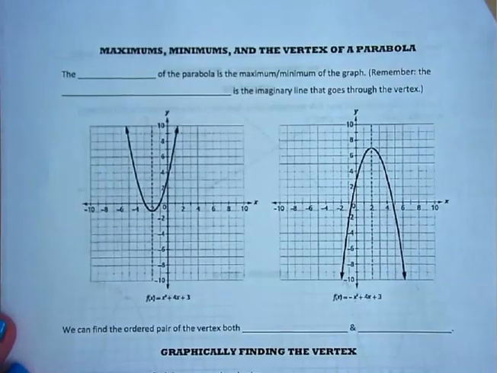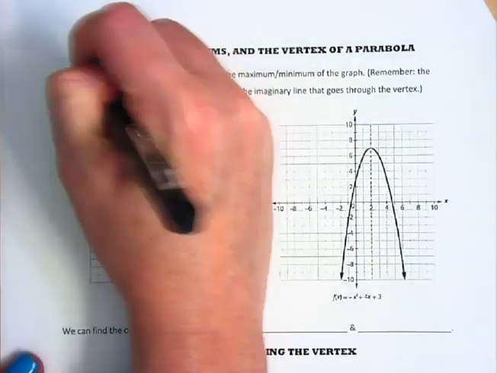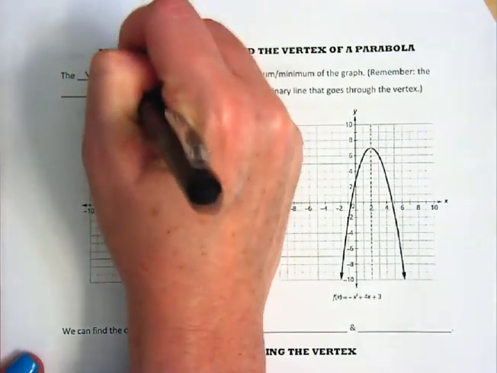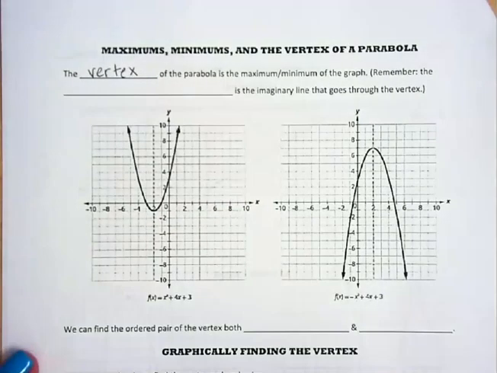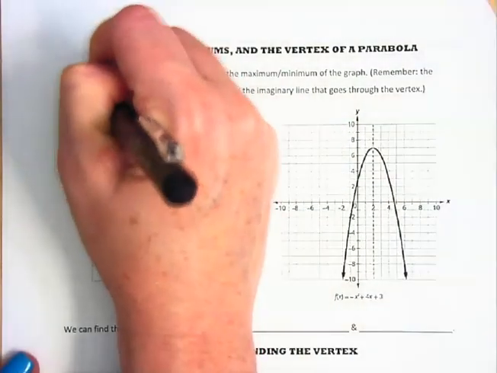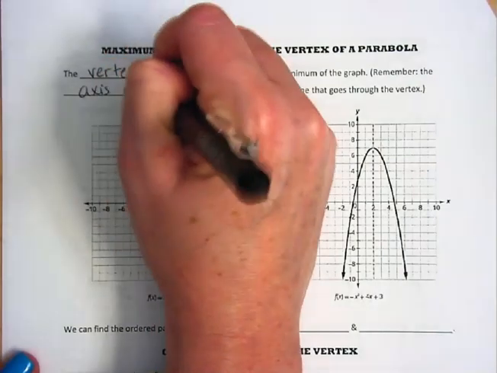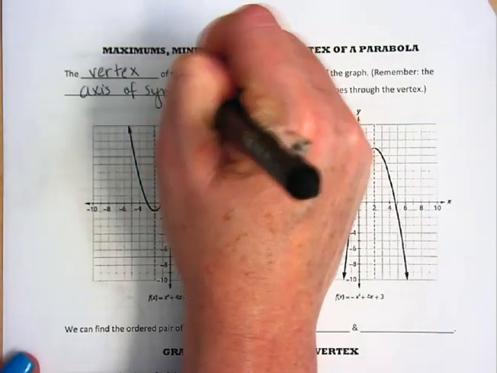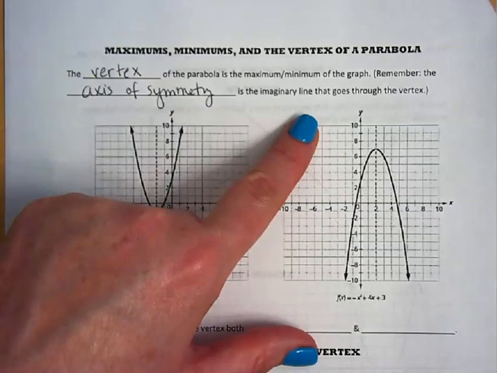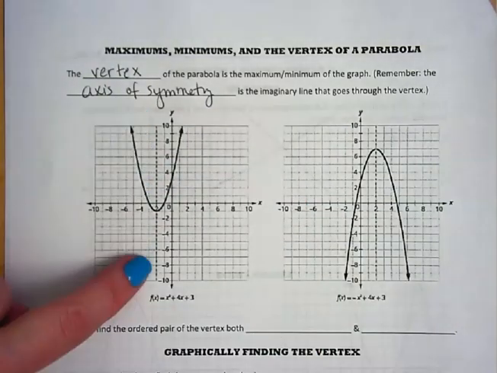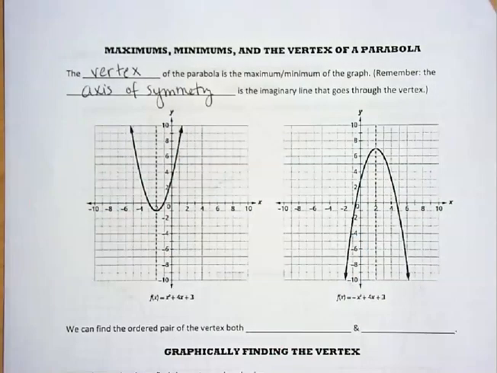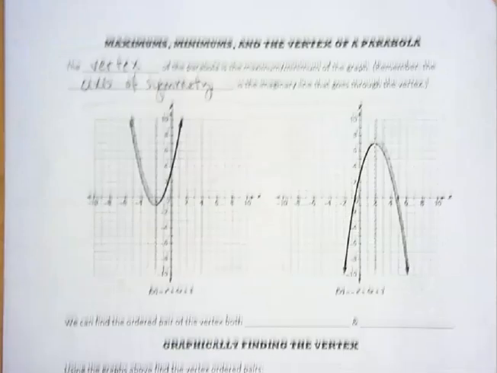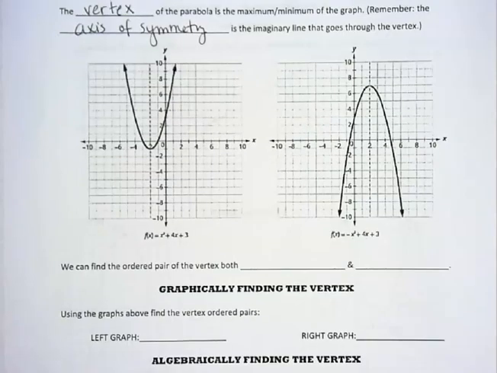So on the back, at the very top, we have that the vertex of the parabola is the maximum or minimum of the graph. Also remember that the axis of symmetry is the imaginary line that goes through the vertex. So this dashed line right here goes through the x-coordinate of the vertex. And these are the same graphs and equations from the front of the notes. We're just going to explore them a little bit here.